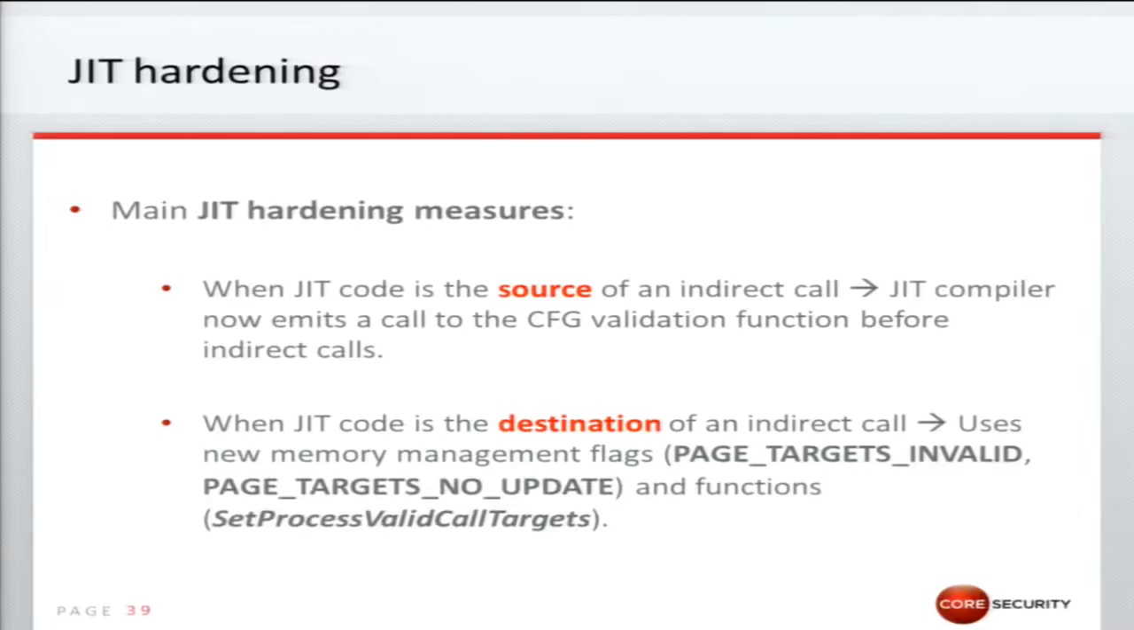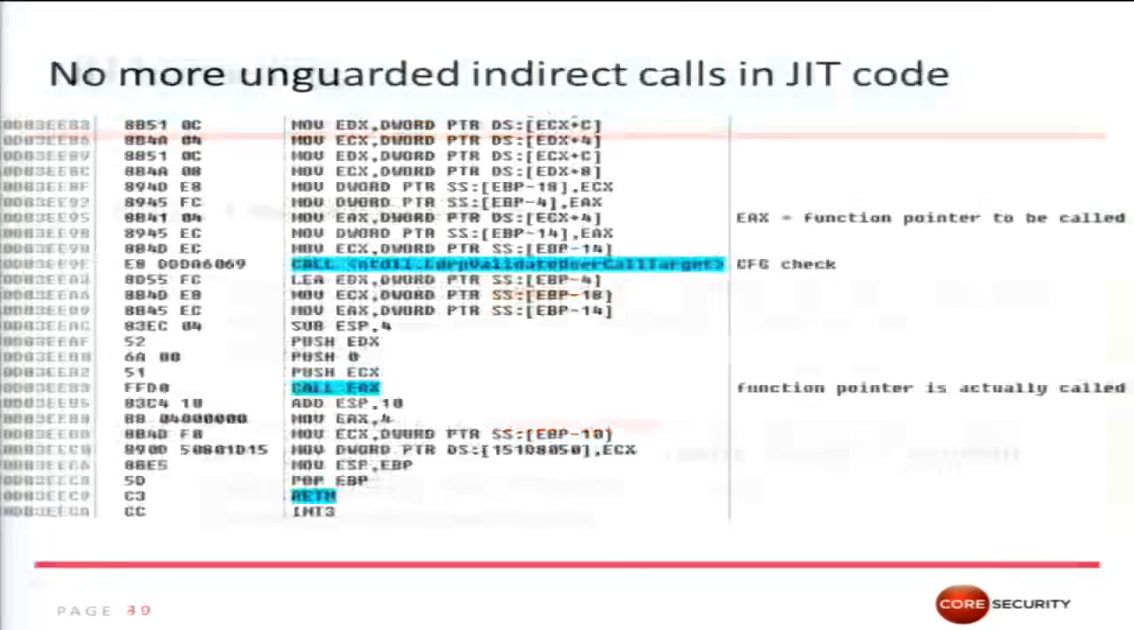destination of indirect calls. Our bypass technique is killed the first way, that is when just-in-time code contains an indirect call. Now, what they are doing is to emit a call to the CFG validation function before indirect calls in the code generated at runtime. In the second case, they are using new memory management flags, which are PAGE_TARGETS_INVALID and PAGE_TARGETS_NO_UPDATE, and new memory management functions like SetProcessValidCallTargets, which is a new Windows 10 API.